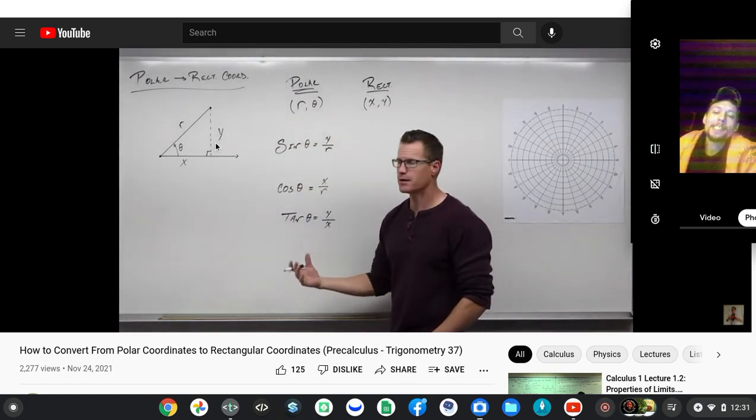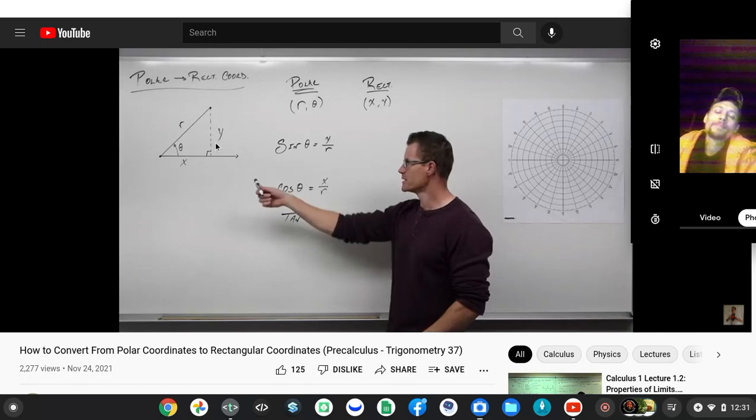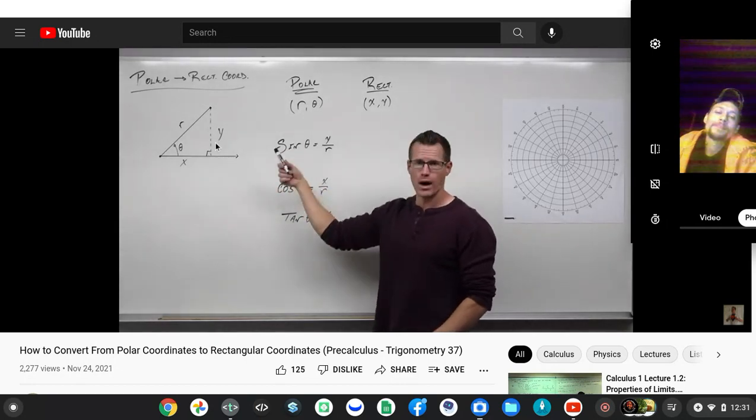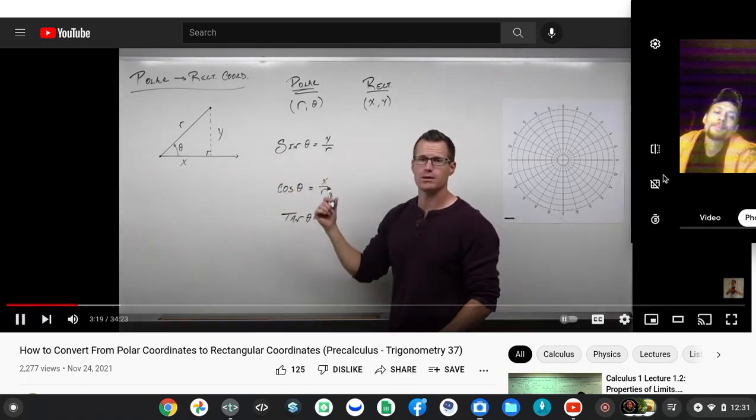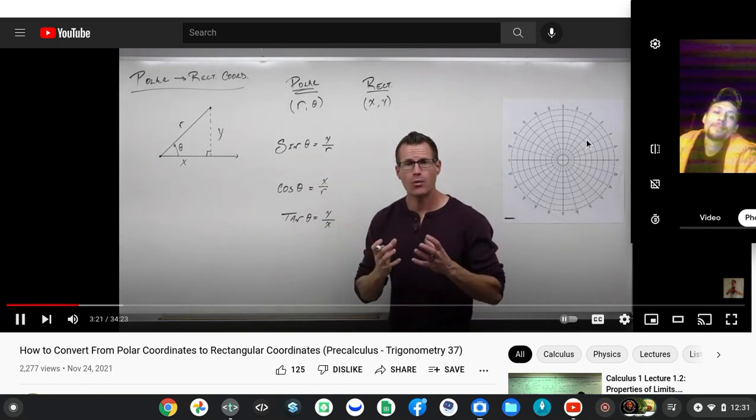And tangent of theta, just from our right triangle trigonometry, is opposite over adjacent, or y over x. Man, we've seen this for a really long time. Now think about what's going on in here.